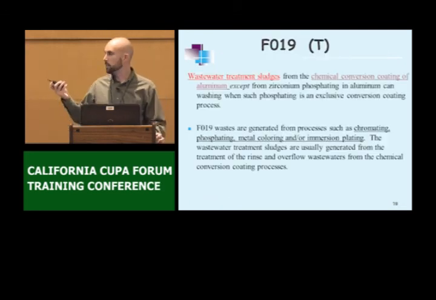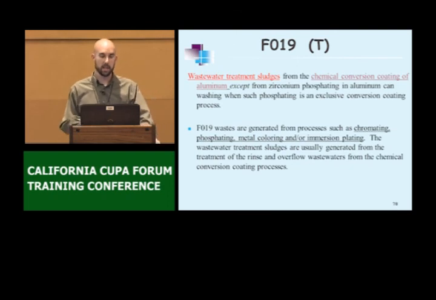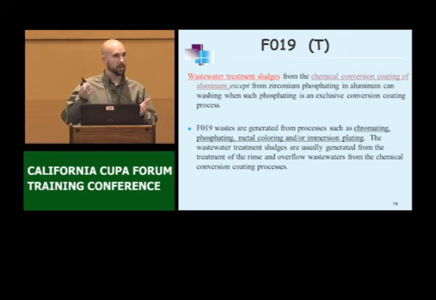F019, listed for the toxicity characteristic. Wastewater treatment sludges from the chemical conversion coating of aluminum. And this is just a different process where they use an electrochemical potential to help create a surface layer coating on the metal. So again, different from electroplating in that electricity isn't used, just electrochemical potential.